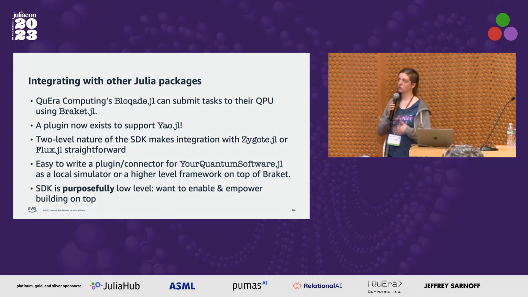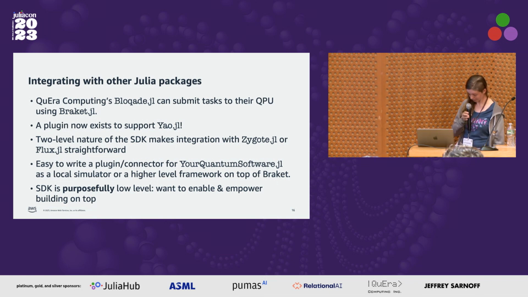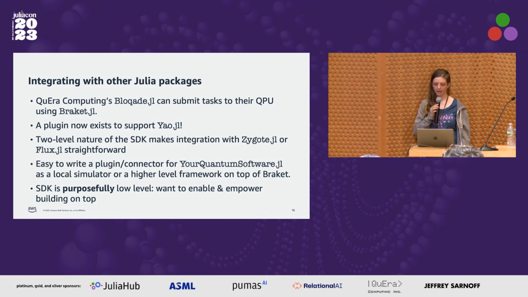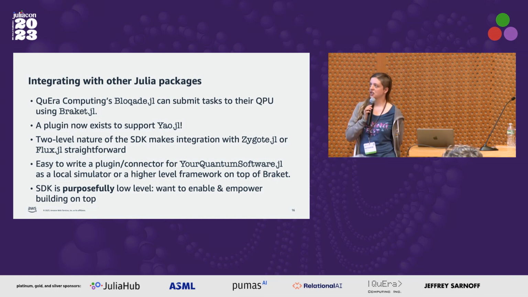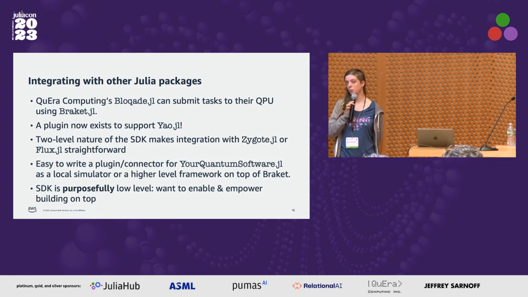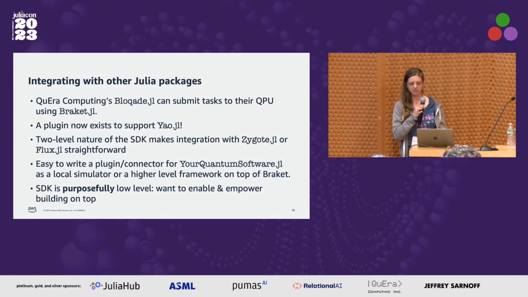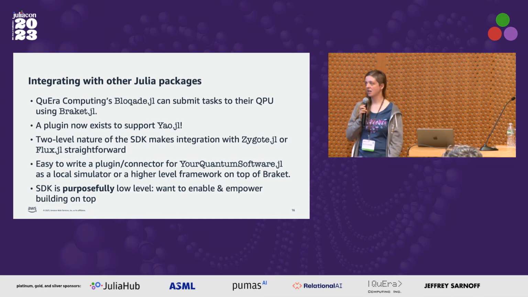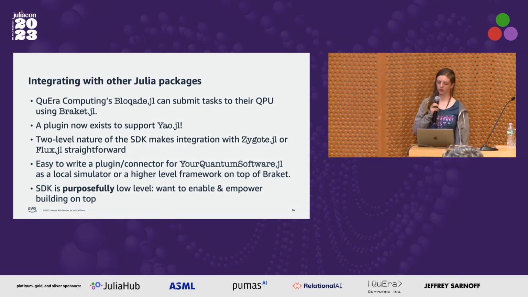And the fact that we implemented all levels of our SDK in Julia means that creating integrations with something like Zygote or Enzyme or Flux is really straightforward. And it means that you, for example, do not have to interact with Python objects if you don't want to. And similarly, if you want to build your own circuit representation, as long as you can teach your circuit representation how to become OpenQASM 3, then you can use all of the features I've discussed about running stuff on real hardware, running it on simulators, without ever having to deal with the choices that we made about what we want circuits to look like. And so for this reason, it's really easy to write a plugin or connector for whatever quantum software you want to use, and make that available as either a local simulator that somebody runs on their own hardware or as a higher level framework on top of this.